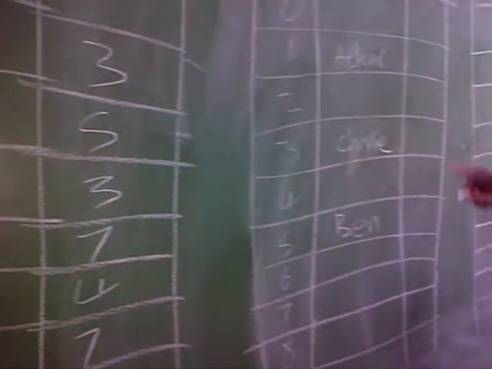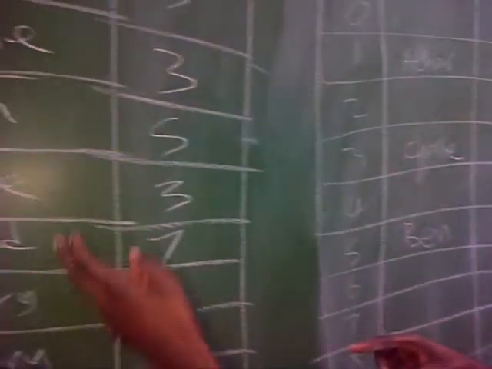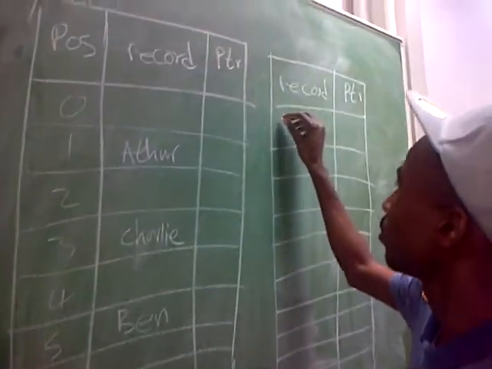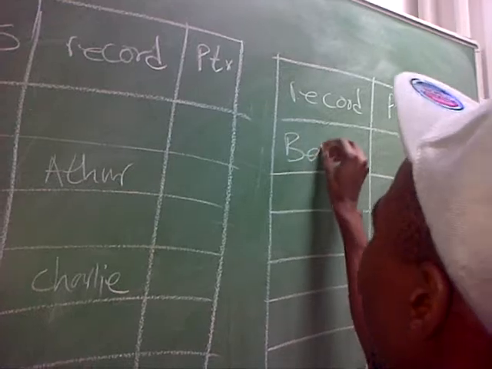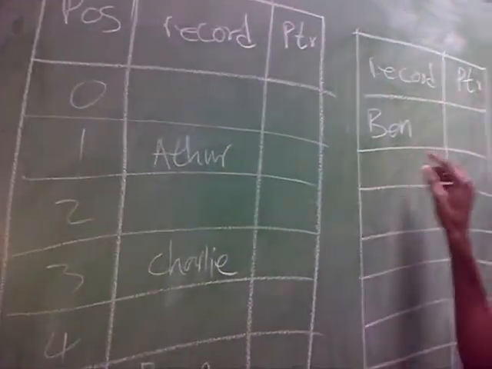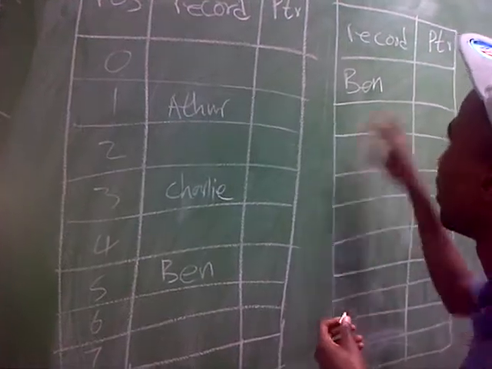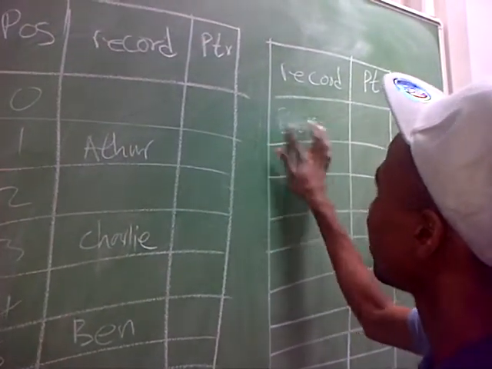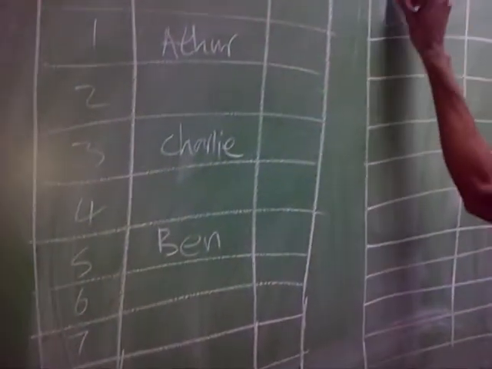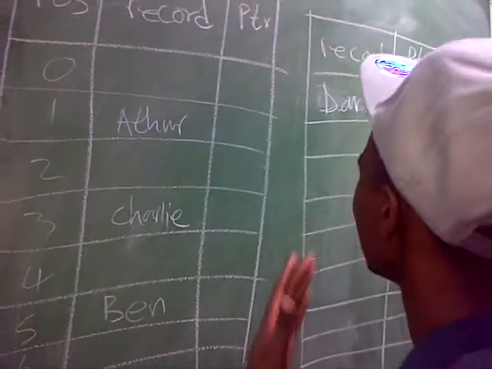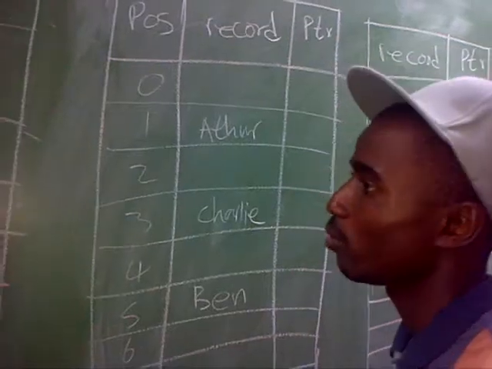We take Dan since he's colliding with Ben. We take him to this side. Our first collision: Dan collided with Ben. No, I made a mistake. It's not Ben this side. We have Dan this side. Dan is the one who collided with Ben. Then this is our Dan.